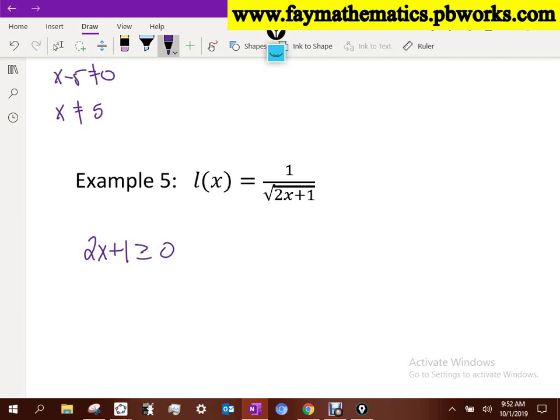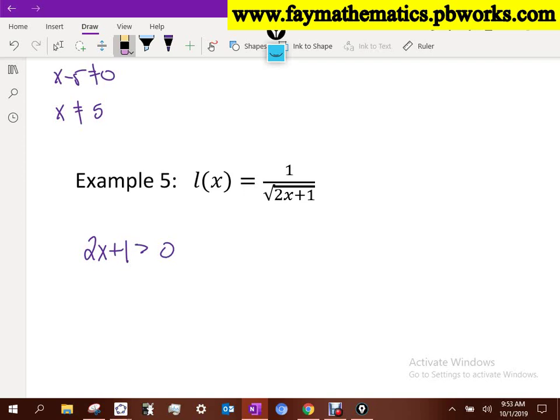Yep. But if I solve that, I get x is greater than or equal to negative 1/2, right? Well, if I plug negative 1/2 into that radical, what's 2 times negative 1/2? Negative 1 plus 1 would be 0. Square root of 0 is 0. Can't divide by 0. So what am I not allowed to use? Negative 1/2. So I cannot have the equality here. When you get a radical in your denominator, you have to remind yourself that you cannot have equality.